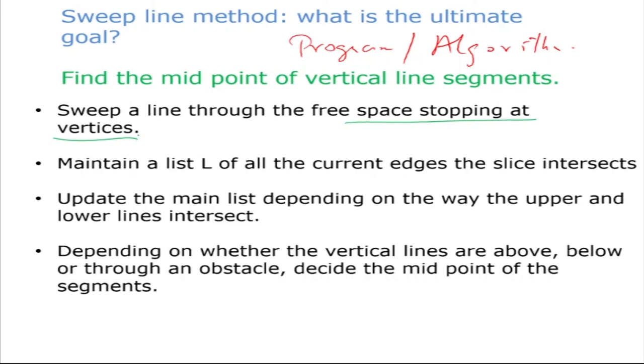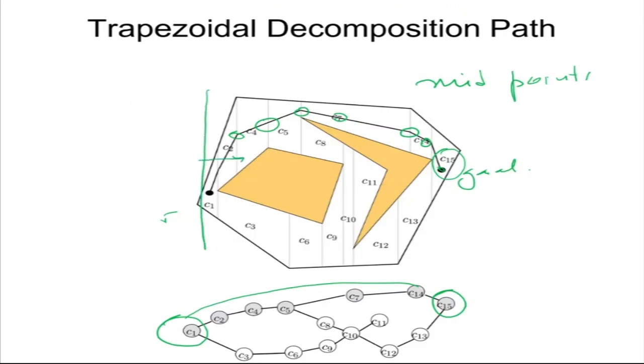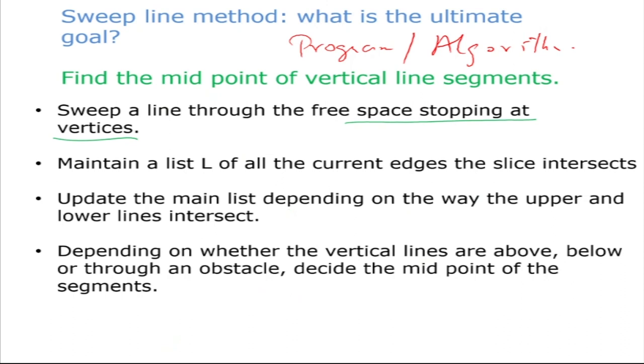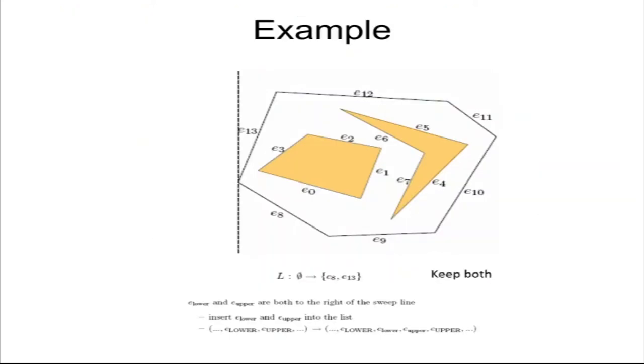This is my straight line. I start off here and sweep it until it hits a vertex. The moment it hits a vertex, it goes up or down depending on whether it's going through an obstacle or not. If it is going through an obstacle, it doesn't go any further. It stops there. As we go, we have to maintain a list of all current edges the slice intersects, and we keep updating that list. Depending on whether the vertical lines are above, below or through the obstacle, we decide on the midpoint of the segments. This is basically the working of the algorithm.